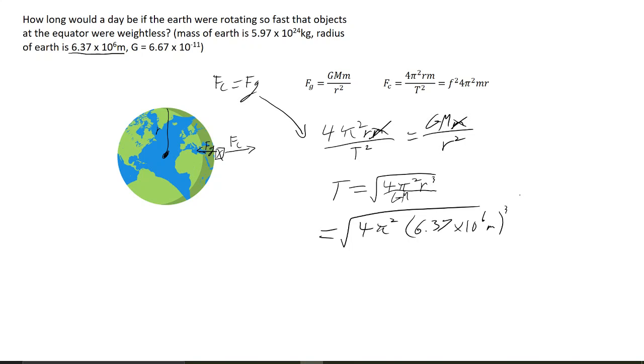Then that we cube, divided by G, which is 6.67 times 10 exponent negative 11. I won't put the unit because it's very long. Then also M is 5.97 times 10 exponent 24 kg.